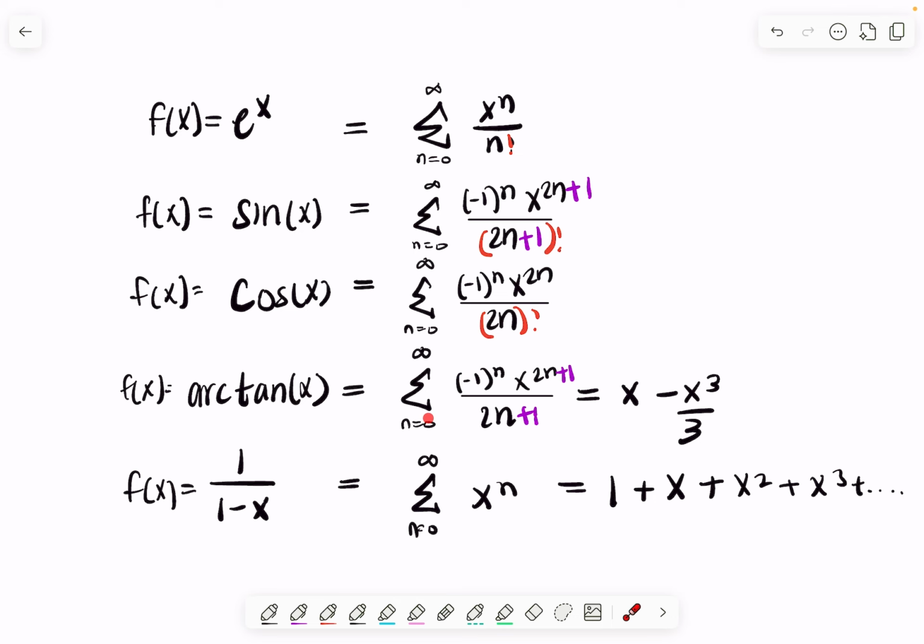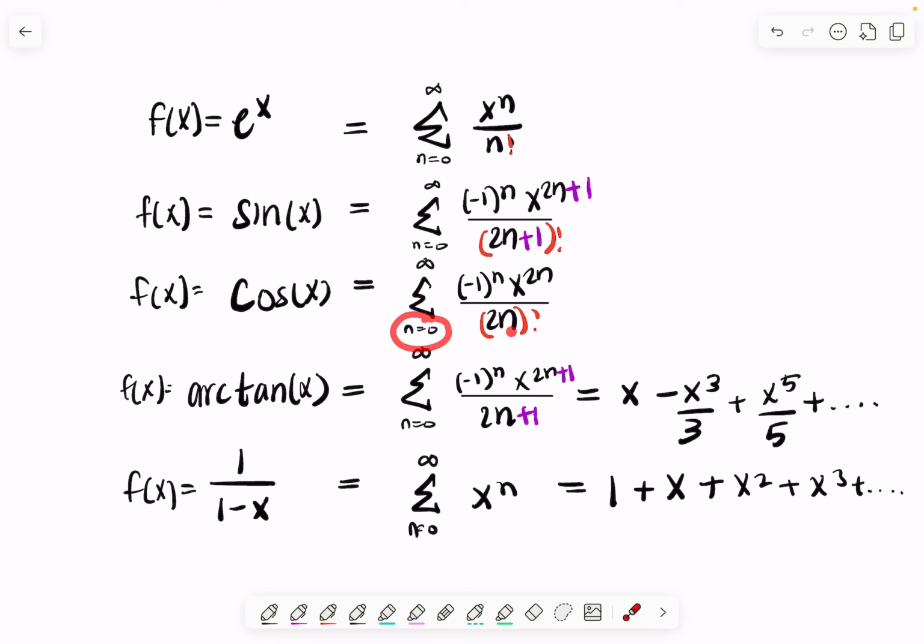Let's try one more. If n equals 2, well, negative 1 squared is always positive. So that's just going to be a positive 1. Here we have 2 times 2, that's 4, plus 1, that's 5, so x to the fifth power. Here we have 2 times 2, that's 4, plus 1, that's 5, so divided by 5. And there you have it, and then you just keep going.